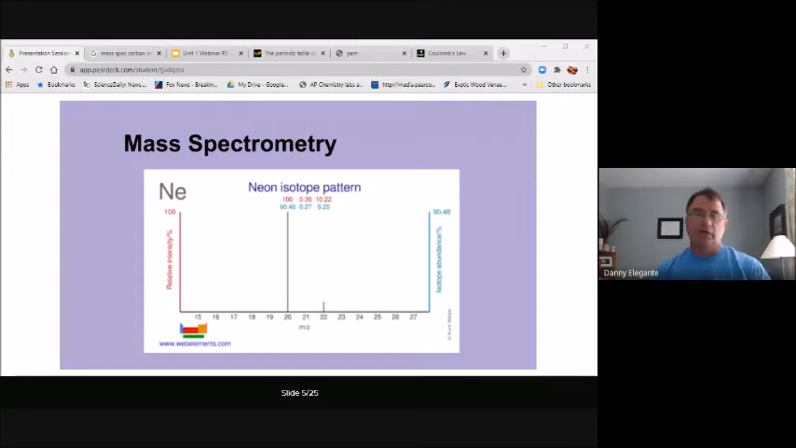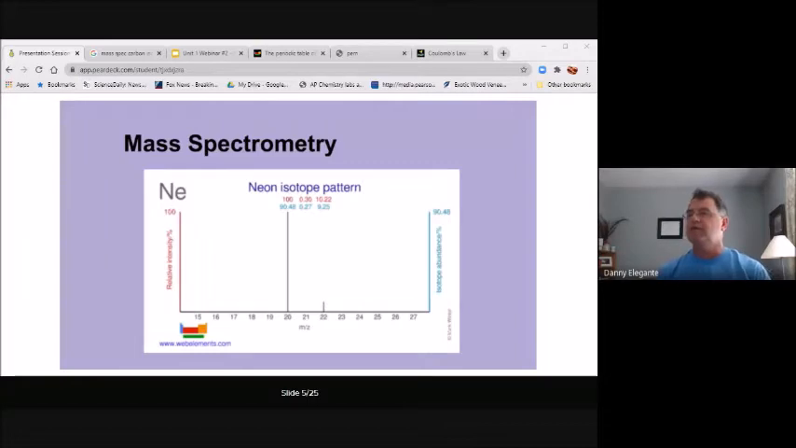All right, so here's one for neon. And we see 2 peaks from neon. And we can see some numbers up there in the graph. The red numbers are unimportant. The blue numbers are very important. They are the percent abundance. So that first peak at 20 tells us that the mass number of 20 is 90.48% of all the neon that we find in the universe.